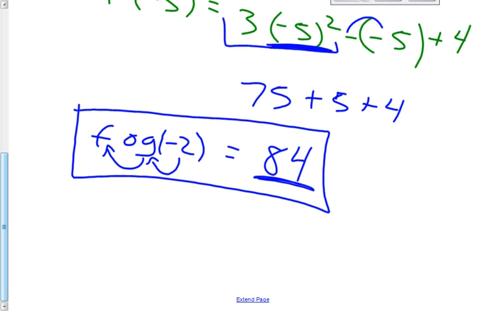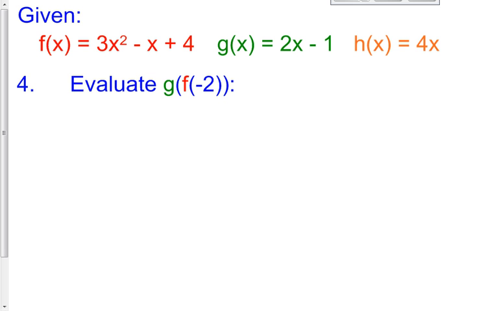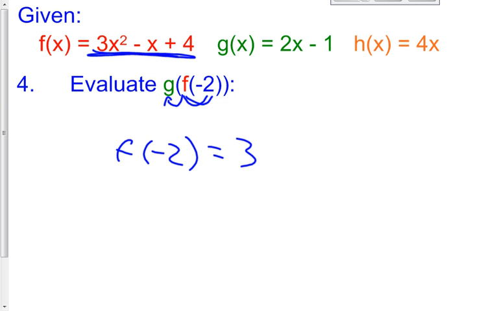If that's a little confusing right now, you have 2 more example problems to get a better understanding of this. Now we're going to put a negative 2 into the f, and then whatever we get there, put into the g. So g of f of negative 2, first put the negative 2 into the f function. Here's our f function. So f of negative 2 equals 3 times x squared, and x is now negative 2 squared, minus a negative 2, plus 4.